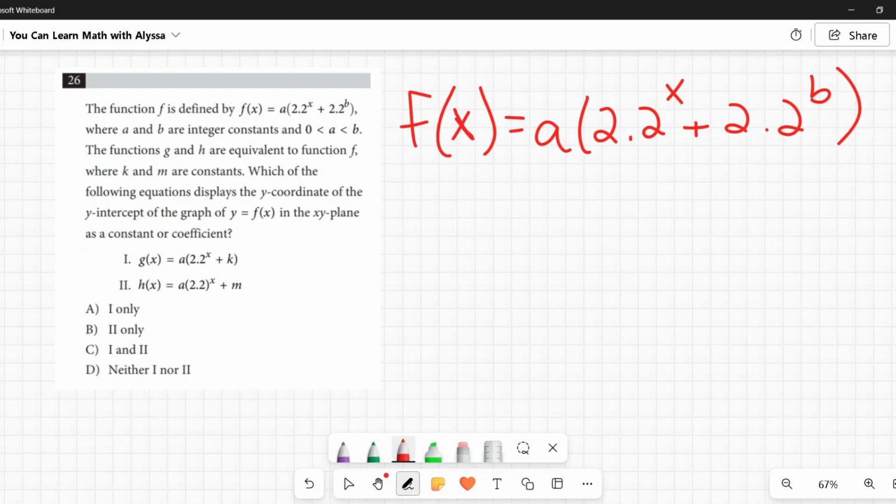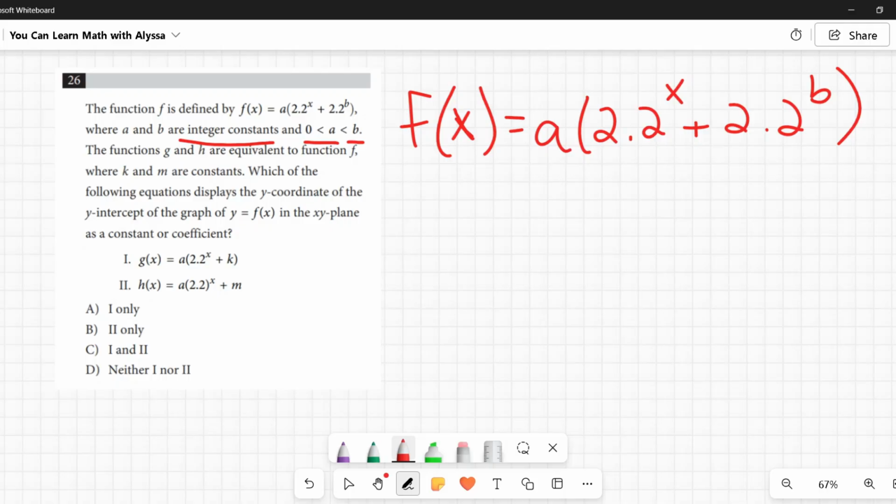A and b, we might look at them and think they're variables, but they're not. We're told they are integer constants, and a is greater than 0, and b is greater than a. They're not telling you this for you to solve for a and b. That's not possible. To solve for multiple variables, you need as many equations as you have variables. So if you have 2 variables, you need at least 2 different equations. If you have 3 variables, you need at least 3 different equations.